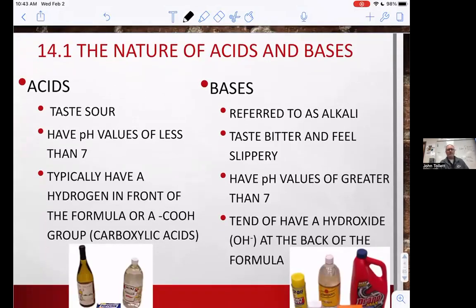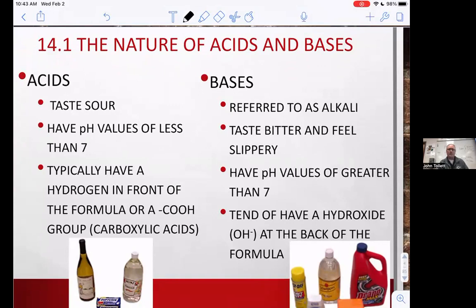So anyway, nature of acids and bases, and just fill your notes out as you go along. If you need to press pause, press pause. I realize that I go a little faster than some of the other instructors, but that's okay. Nature of acids and bases.